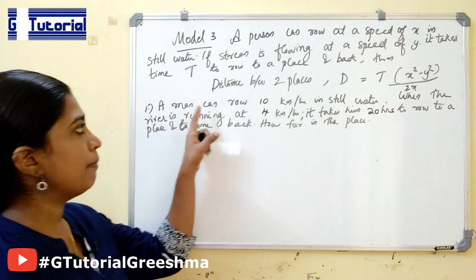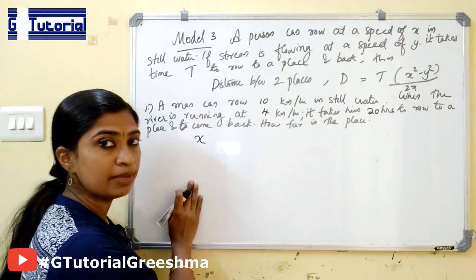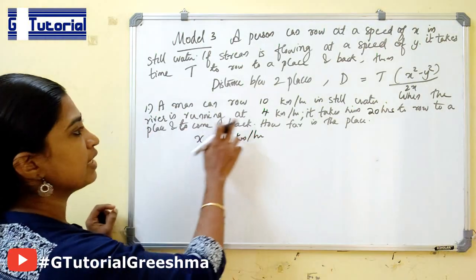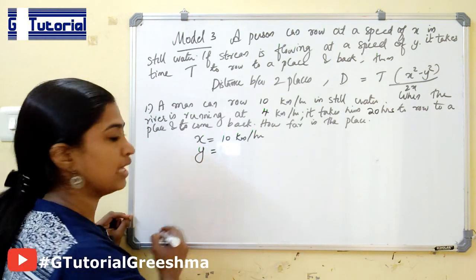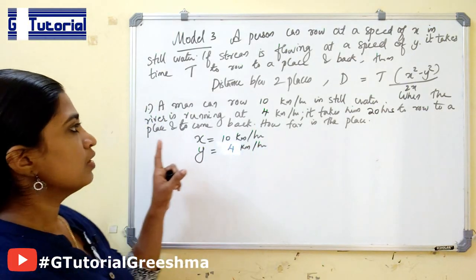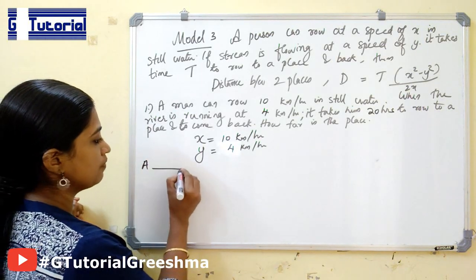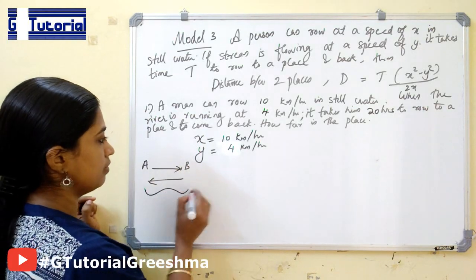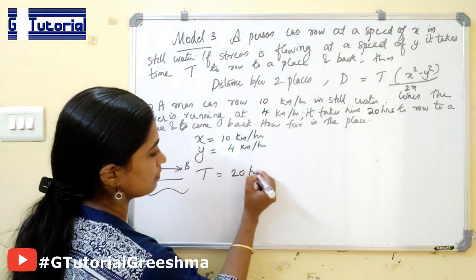Here we are given a man can row at a speed of this in river. That is, the speed of boat or speed of man in the boat is given, which is equal to 10 km per hour. Next, when the river is running at a speed of this, that is, rate of stream or speed of stream is given as 4 km per hour. And we are given that it takes him 20 hours to row to a place if he is moving from A to B and coming back. Then the total time, let us denote it by capital T, is given as 20 hours.